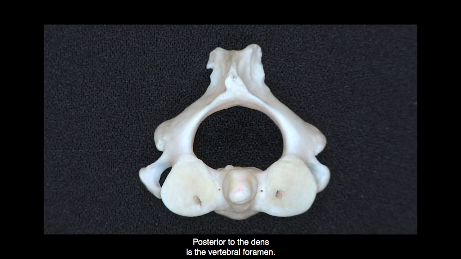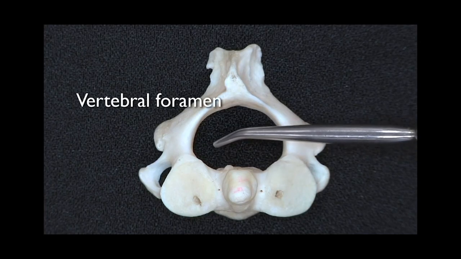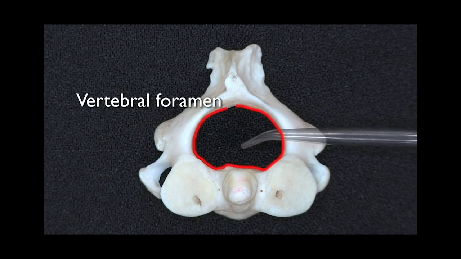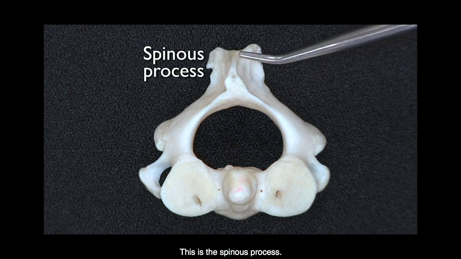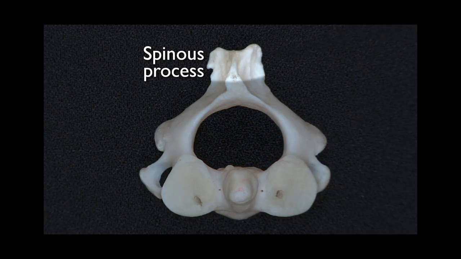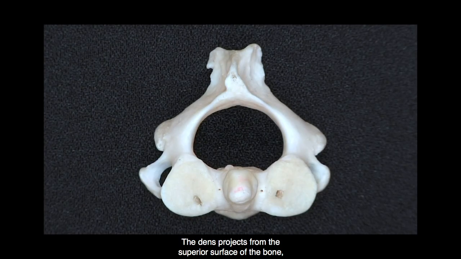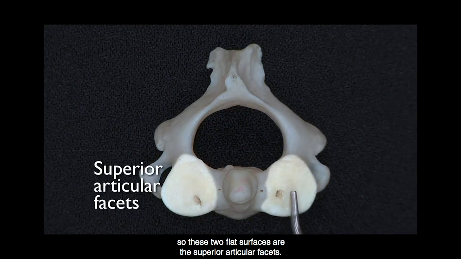Posterior to the dens is the vertebral foramen. This is the spinous process. The dens projects from the superior surface of the bone, so these two flat surfaces are the superior articular facets.